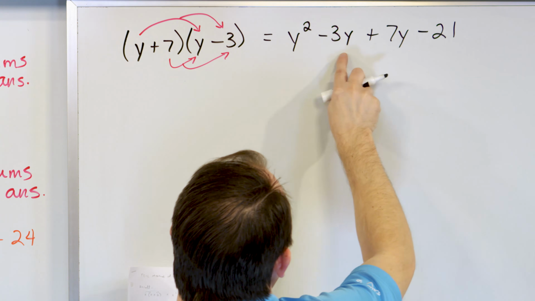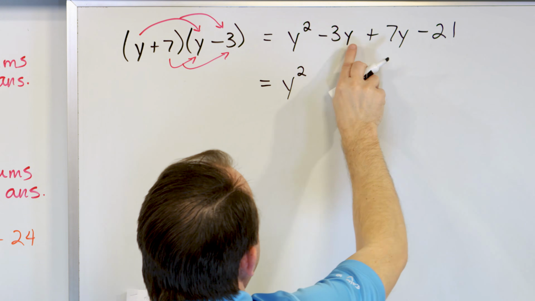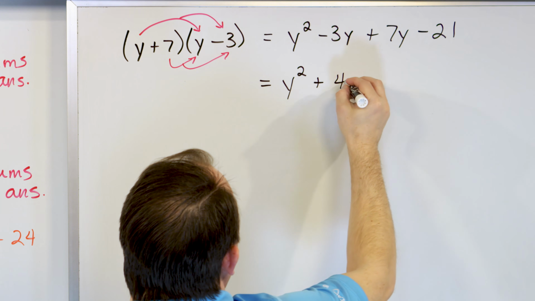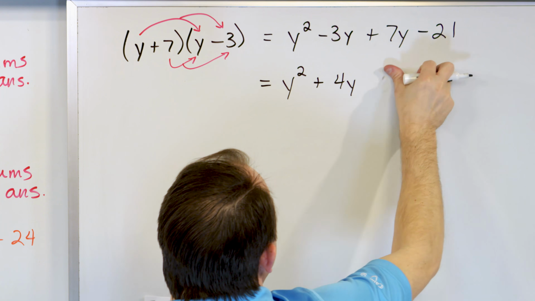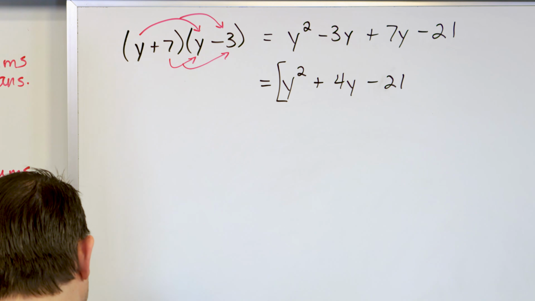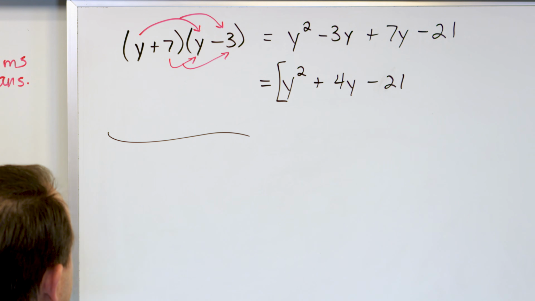Then I say I'm done with 4 terms. However, I can add these together. They're like terms. So I'll have y squared. What is negative 3 plus a positive 7? It's plus 4y. And then I'll have a minus 21 here on the end. Y squared plus 4y minus 21. That's the final answer to that problem.